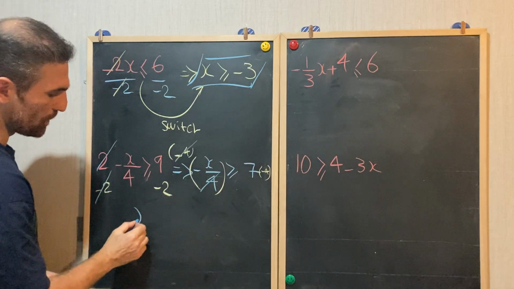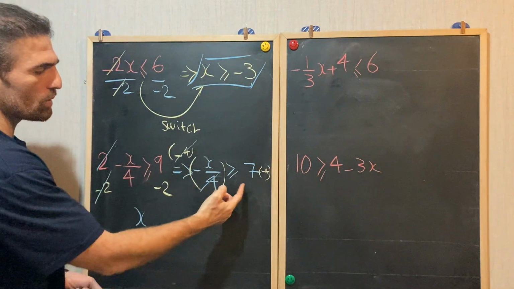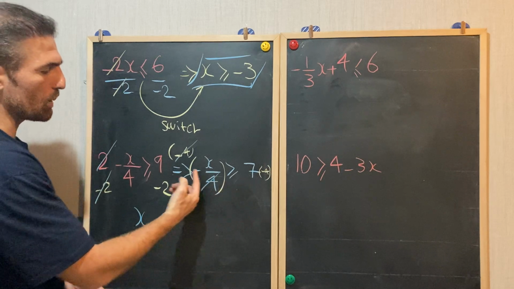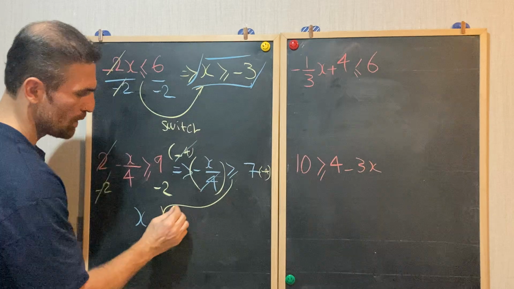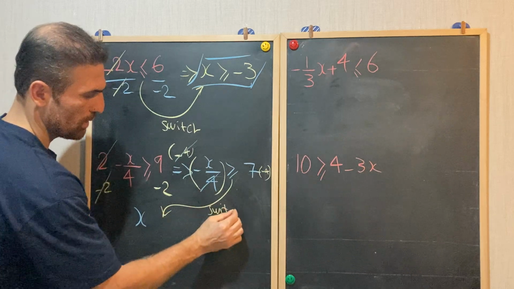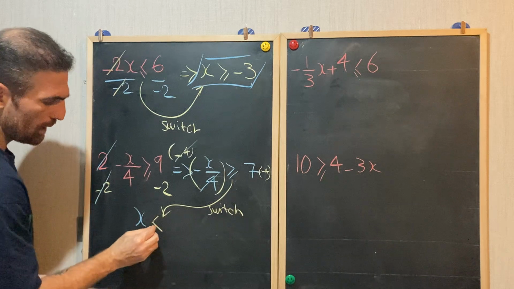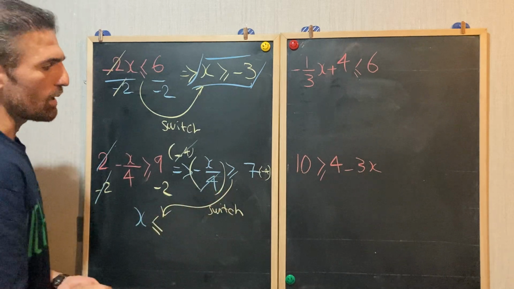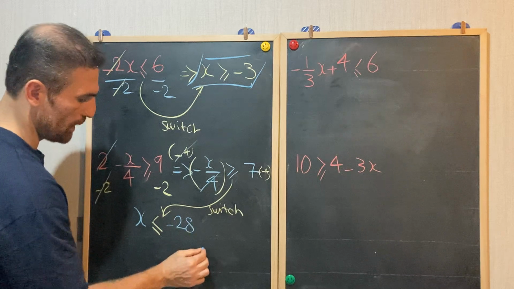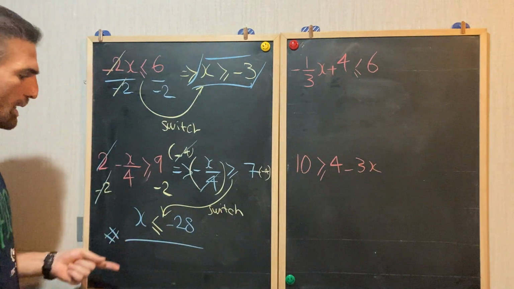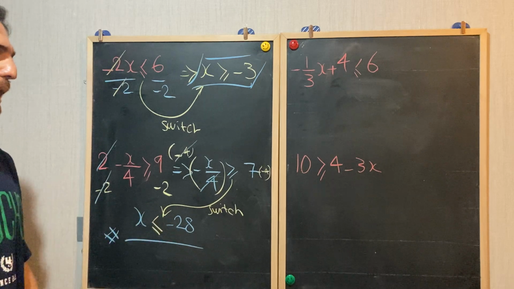Left side, it's gonna be x, but do not forget, we divide both sides or multiply both sides by a negative number. That is why we need to switch the inequality sign. It's gonna be less than or equal. 7 times negative 4, negative 28. And this is your answer. x is less than or equal to negative 28.